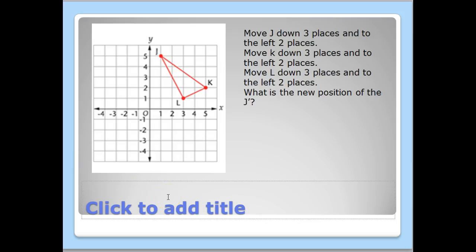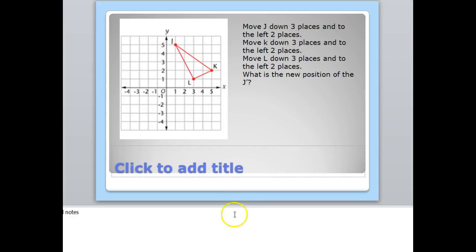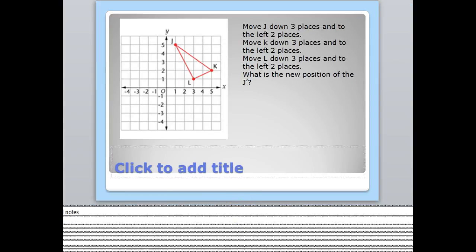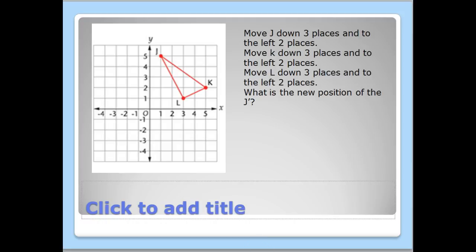Now look at this one. This one's a little bit more complicated. We've got a whole bunch of stuff going on. Move J down 3 places. Okay? Oops. Wrong thing. Come back here. Move J down 3 places. I was trying to make this bigger.